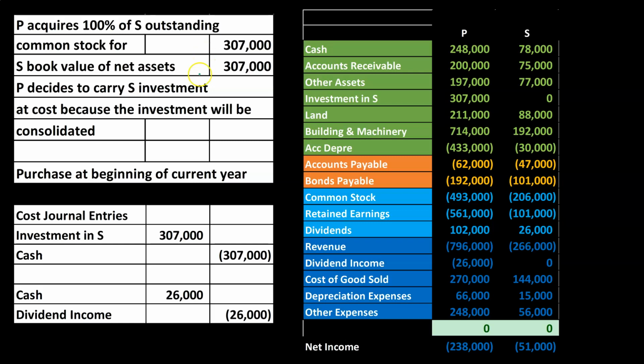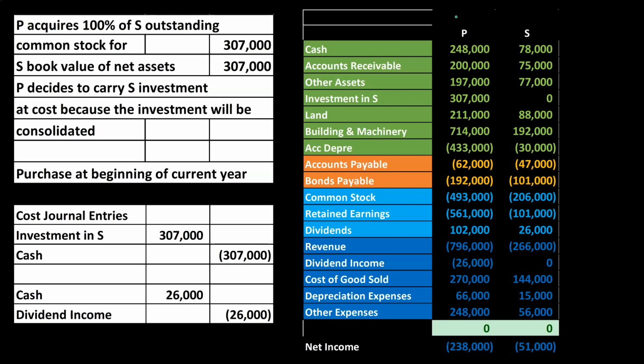And then P decides to carry the S investment at cost. So P's just saying, hey, look, I'm not going to use the equity method because we're going to consolidate anyways. I'm just going to carry the investment at cost. And then the purchase happened at the beginning of the year. So here we have the same kind of scenario as with the prior presentation. We got our worksheet.